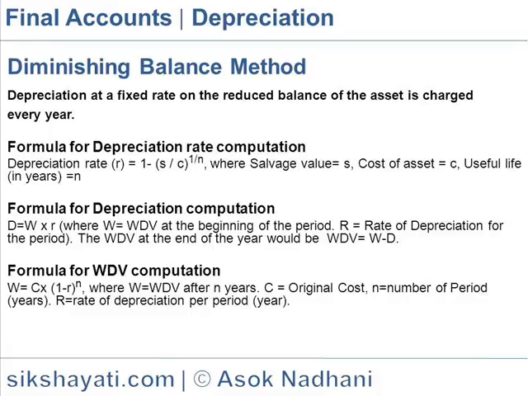Example: original cost 50,000. WDV at 15% per annum after 2 years would be 50,000 into (1 minus 0.15) squared, which is equal to 50,000 into 0.7225, which is equal to 36,125.